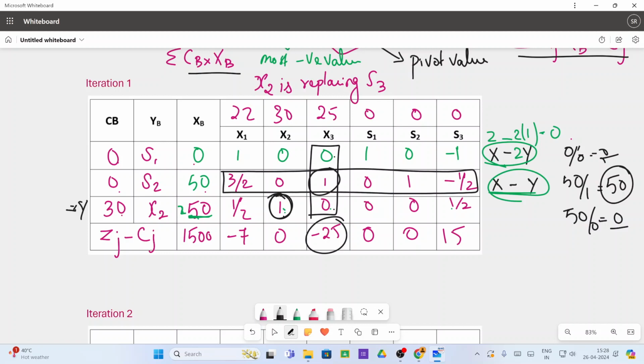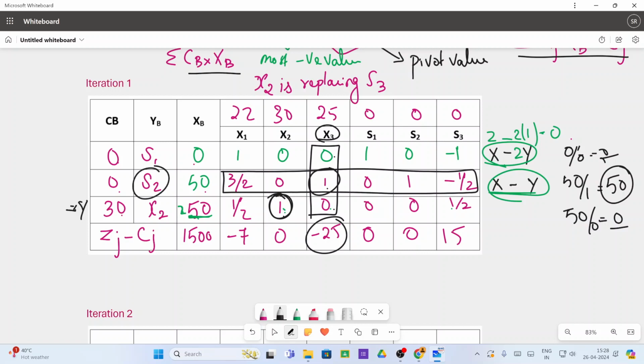Okay, so in the next iteration what we should do is make this pivot value 1, but it is already 1, so you need not do anything, and the corresponding column values should be 0, but that is already 0, so you need not do anything much. Here we just need to find out which is replacing which one. So here x3 is replacing s2.